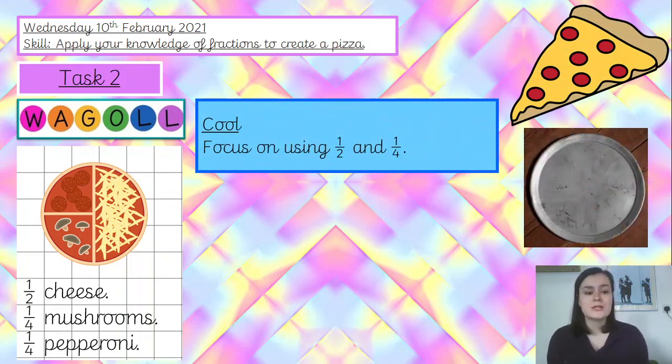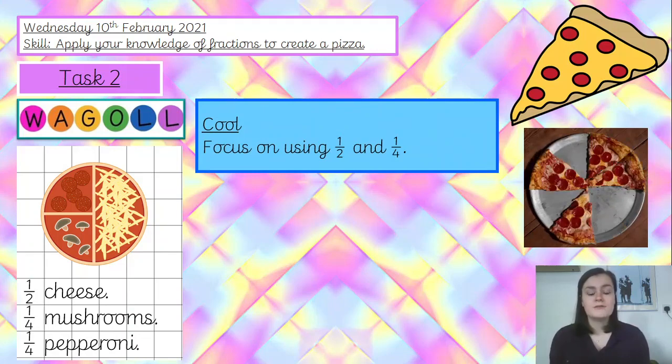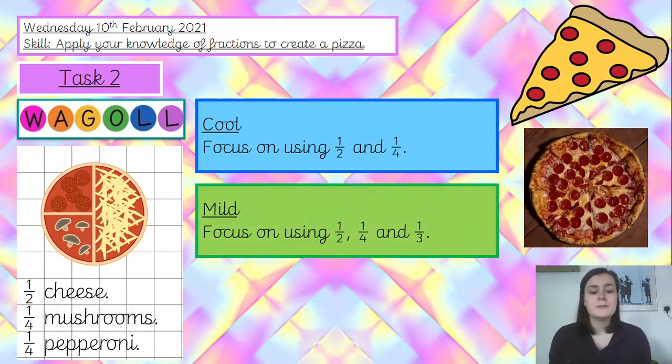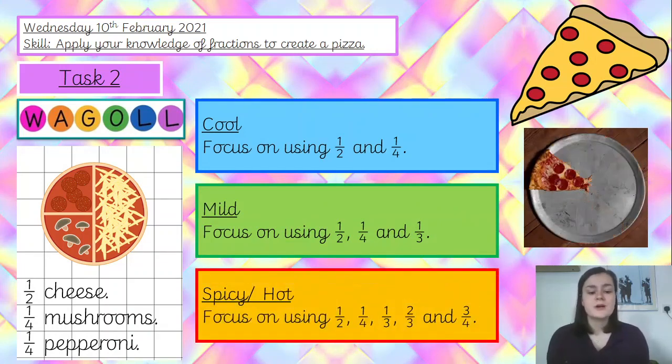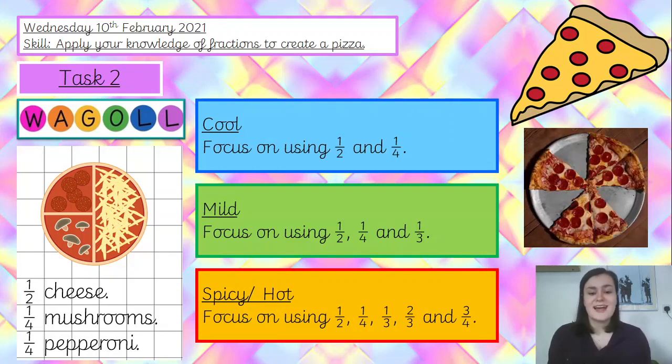if you're doing the cool challenge for task 2, I would like you to just focus on using 1/2 and 1/4 when you're making your pizza. If you're doing the mild challenge, I would like you to just focus on 1/2, 1/4 and 1/3. If you're doing spicy or hot, then you can focus on 1/2, 1/4, 1/3, 2/3 and 3/4 on your pizzas.